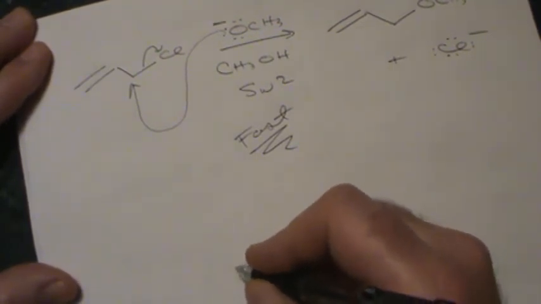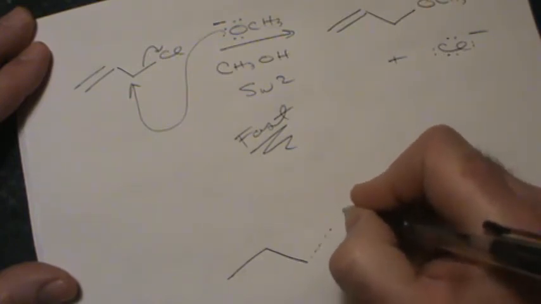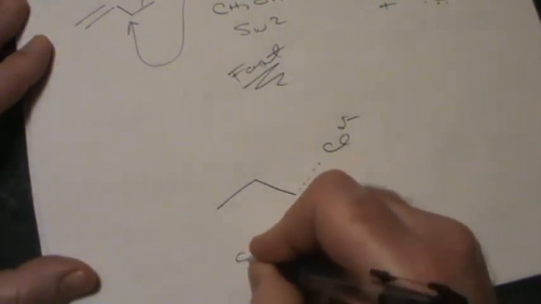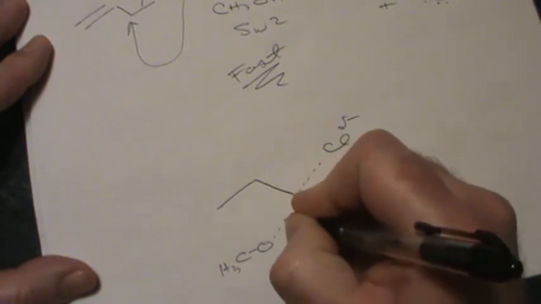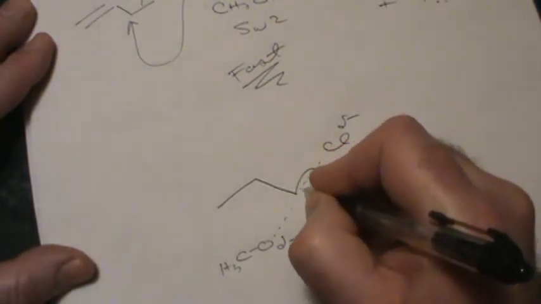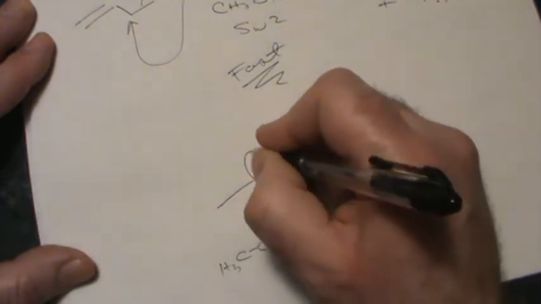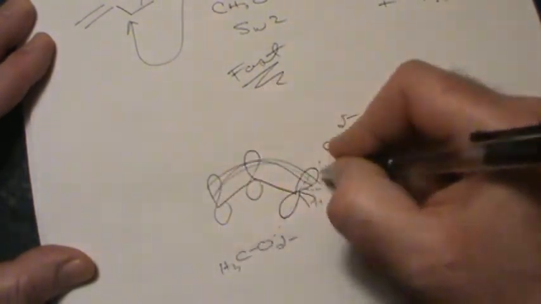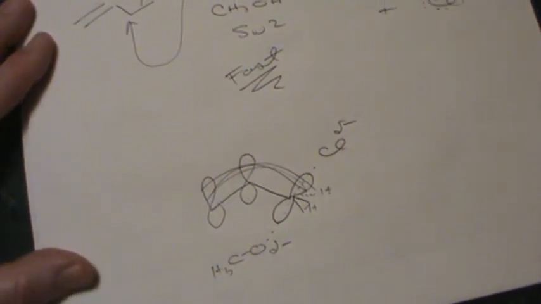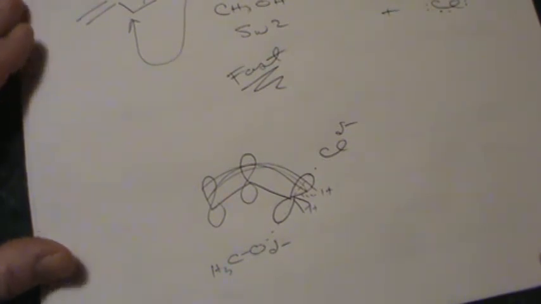And if I were to look at the transition state for this particular reaction, it might look something like this. The chloride anion is starting to depart. The methoxide anion is starting to come in. And there's my conjugated pi system. In this case, 3 carbon atoms in a row, all with p orbitals that are in conjugation with one another.